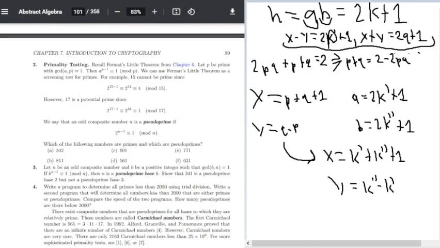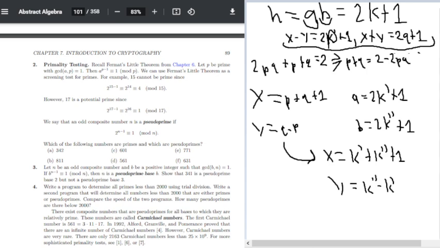Primality testing. Recall Fermat's little theorem from chapter 6. Let p be prime with greatest common divisor of a and p equal to 1. Then a to the p minus 1 is congruent to 1 mod p. We can use Fermat's little theorem as a screening test for primes. For example, 15 cannot be a prime, since 2 to the 15 minus 1, which is 2 to the 14, is congruent to 4 mod 15. However, 17 is a potential prime, since 2 to the 17 minus 1, which is 2 to the 16, is congruent to 1 mod 17.